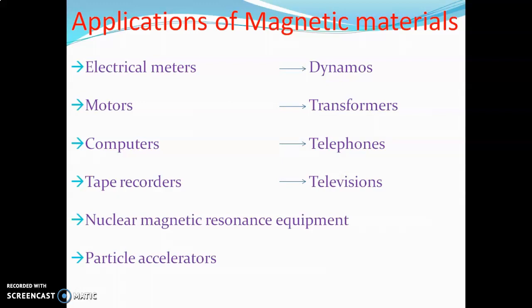So you should know the applications of magnetic materials. They are used in electrical meters, dynamos, motors, transformers, computers. For memory or storage, we are using only magnetic materials. They are also used in televisions, nuclear magnetic resonance equipment and particle accelerators. So we'll be using magnetic materials especially for memory storage purposes.